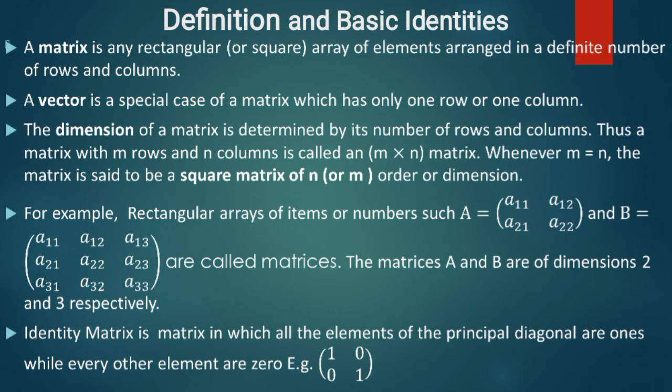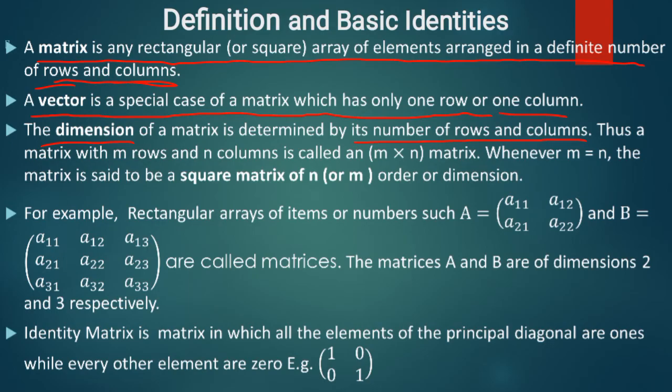Now, a matrix is any rectangular or square array of elements arranged in a definite number of rows and columns. So basically it has to do with rows and columns. It's an array. A vector is a special case of a matrix which has only one row or one column. Don't worry, we will show a picture representative of it, but this is the definition for now. And then the dimension of a matrix is determined by the number of rows and columns.